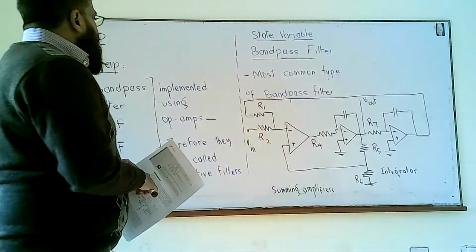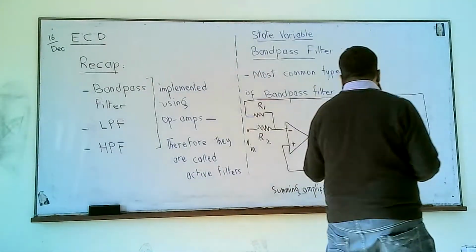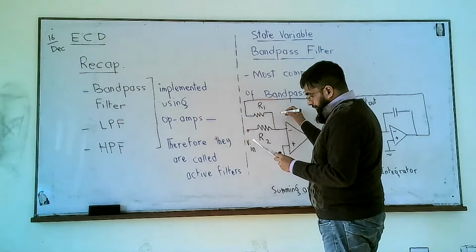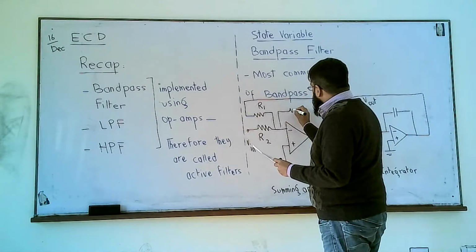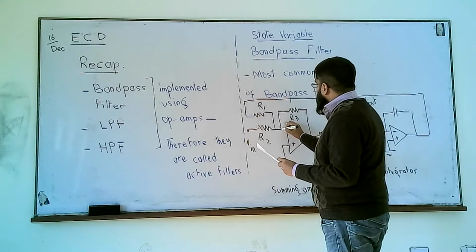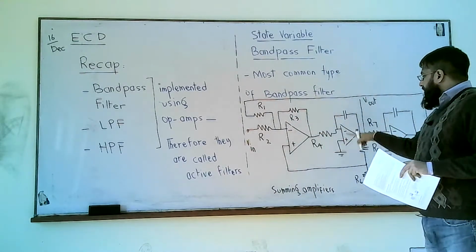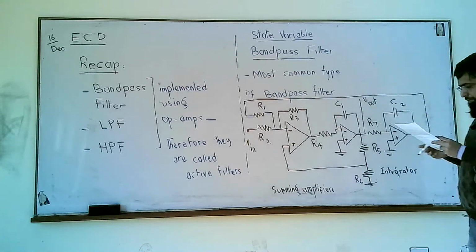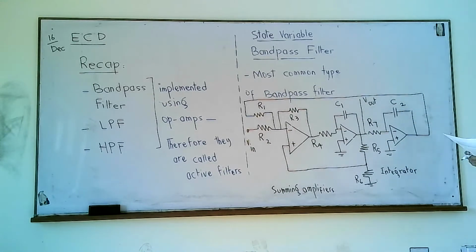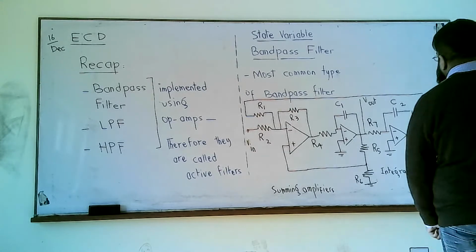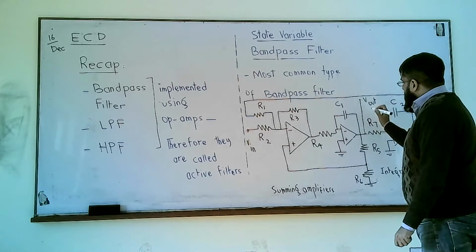So let's give them some names: R1, R2, where is R3? R3 is in the feedback loop, this one, to make it a summing amplifier. Then it's an integrator, R4, this capacitor C1, this is C2. So the output is this one, and we have this as the band pass output.